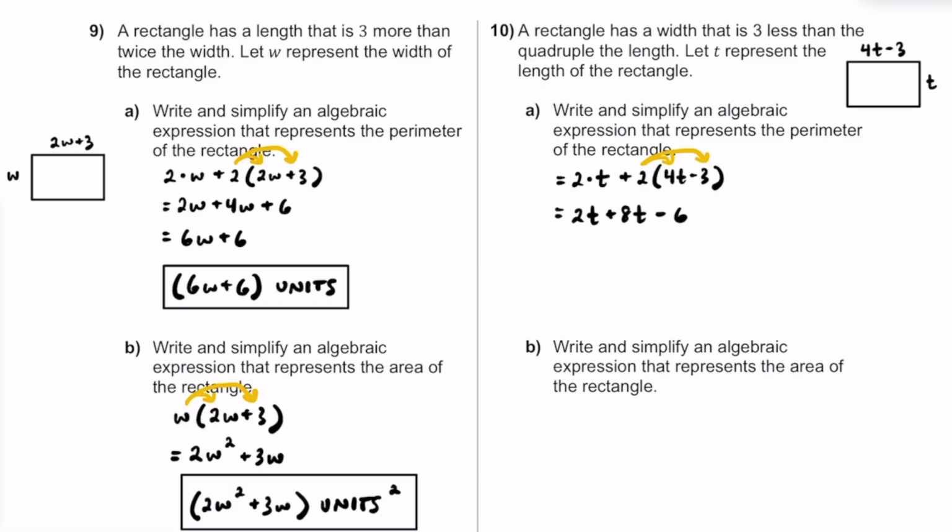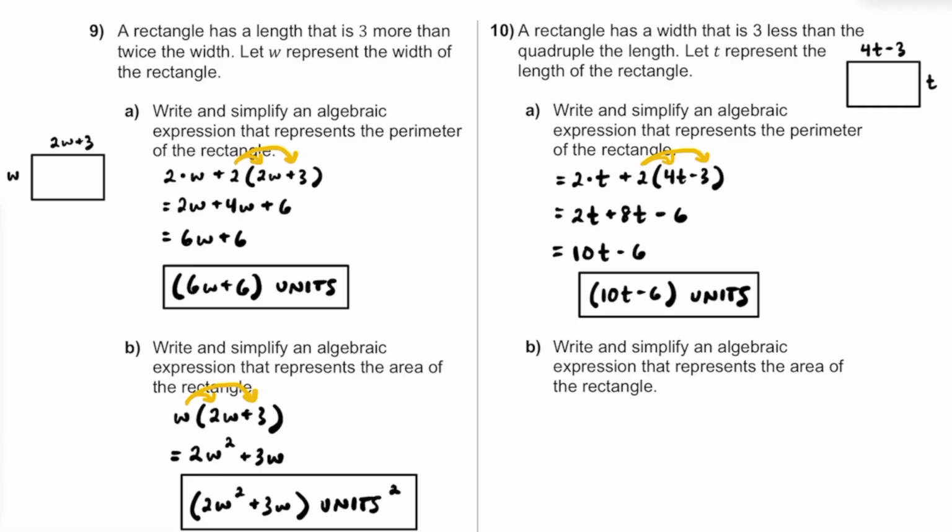Now we go ahead and just combine some like terms of 2t plus 8t. That's going to be 10t. So we're looking at 10t minus 6 here. So what can we write for the most simplified version for representing the perimeter of this rectangle? We can say it's going to be 10t minus 6, and it's going to be units. We don't know what the units are, so we just write units by default.